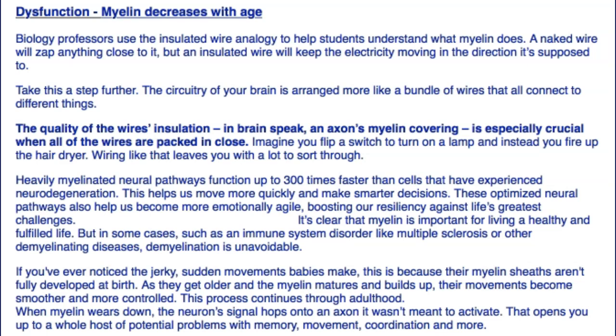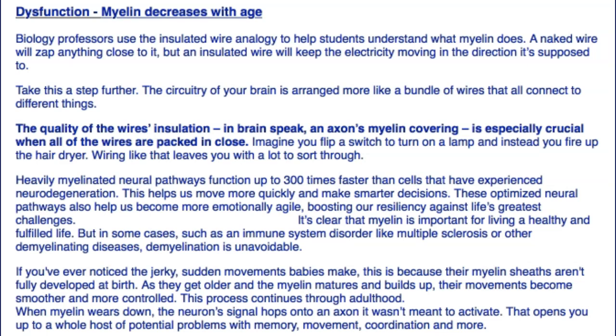Imagine you flip a switch to turn on a lamp and instead you fire up the hairdryer. Wiring like that leaves you with a lot to sort through. Heavily myelinated neural pathways function up to 300 times faster than cells that have experienced neurodegeneration. This helps us move more quickly and make smarter decisions. These optimized neural pathways also help us become more emotionally agile, boosting your resiliency against life's greatest challenges. It is clear that myelin is important for living a healthy and fulfilled life. But in some cases, such as an immune system disorder like multiple sclerosis or other demyelinating diseases, demyelination is unavoidable.